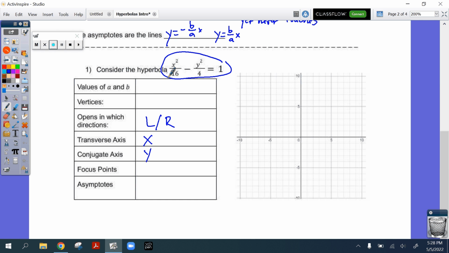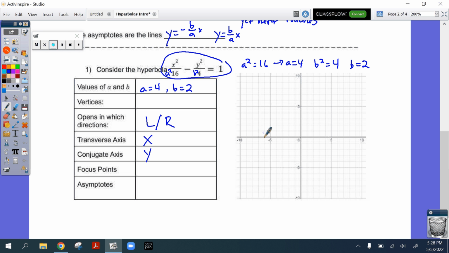We know x squared is always over a squared, and y squared is always over b squared. So we know a squared is equal to 16, which means a is equal to 4. It's the square root of that. B squared is equal to 4, so taking the square root of both sides, we get b is equal to 2. Okay, simple enough, right? A is equal to 4, b is equal to 2.